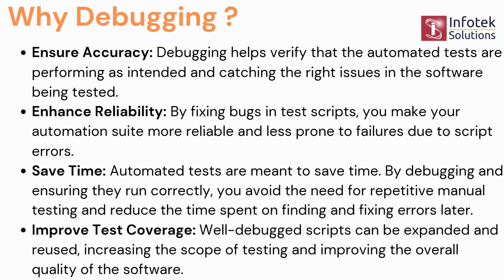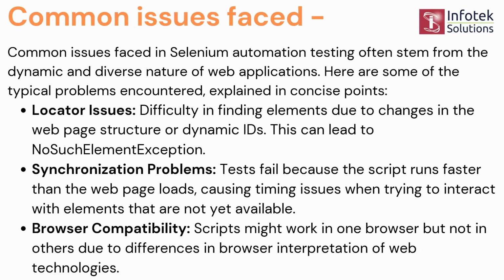Enhance reliability. By fixing bugs in the test script, you make the automation suite more reliable and less prone to failures due to script errors. Now, by doing all of this, it saves time. When you do debugging, it ensures that the code runs correctly and you avoid the need of repeating manual testing. So this reduces the time of finding and fixing errors. Improve test coverage. Well-debugged scripts can be expanded and reused, increasing the scope of testing and improving the overall quality of software.